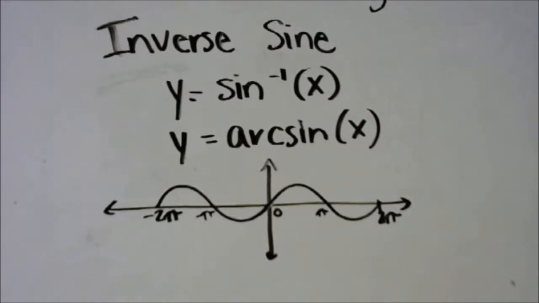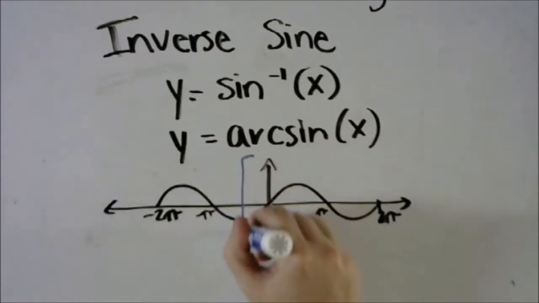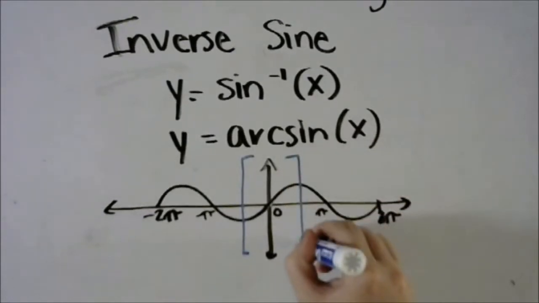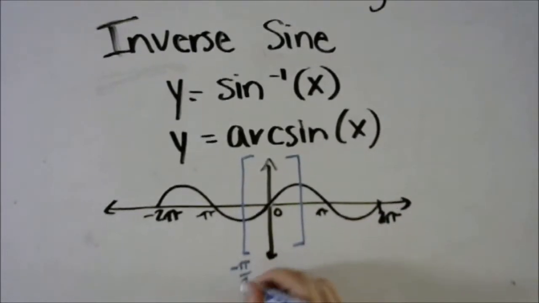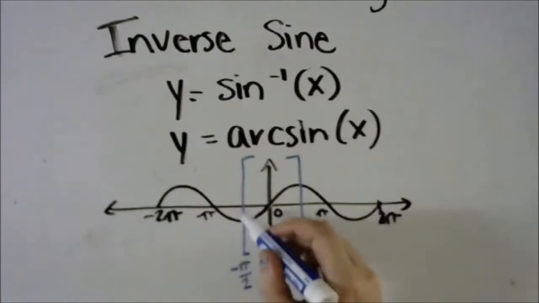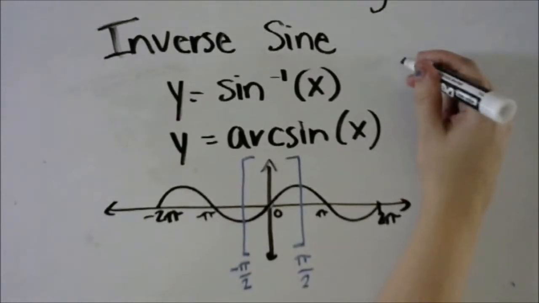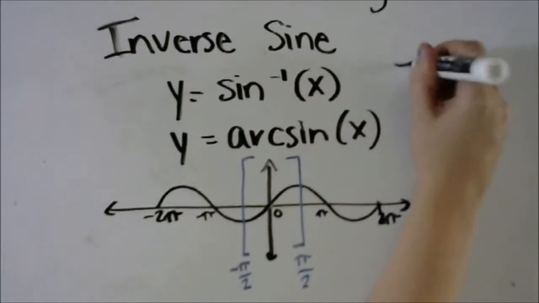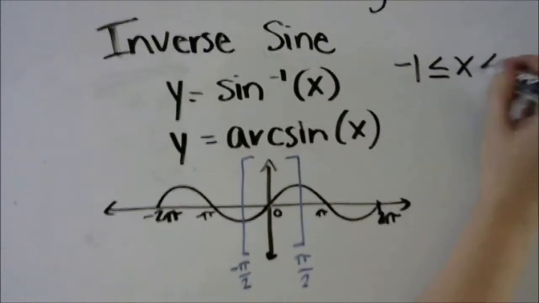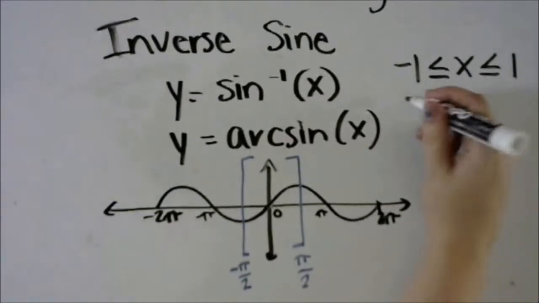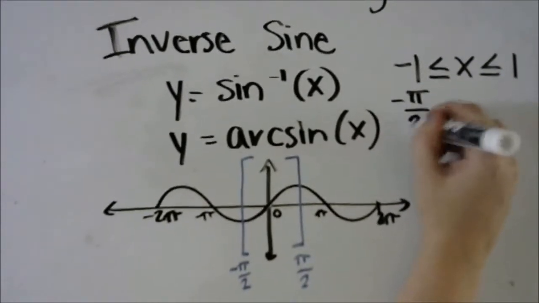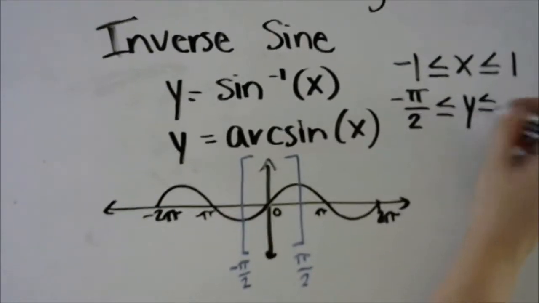However, if we restrict the domain of the sine function from negative pi halves to pi halves, we see that no y values are repeated and that the function would technically pass a horizontal line test and therefore be invertible. So when we invert sine, we put a few restrictions on the domain and range. Specifically, the domain has to be negative 1 to 1, and the range has to be negative pi halves to positive pi halves.